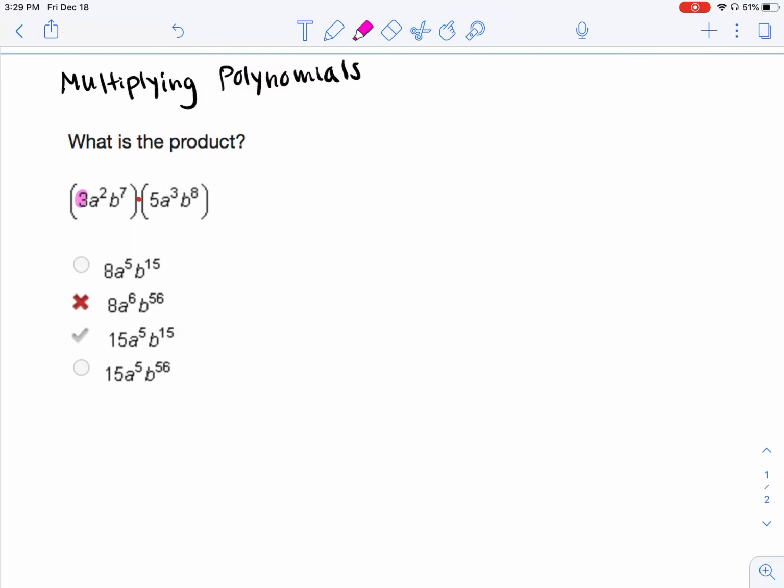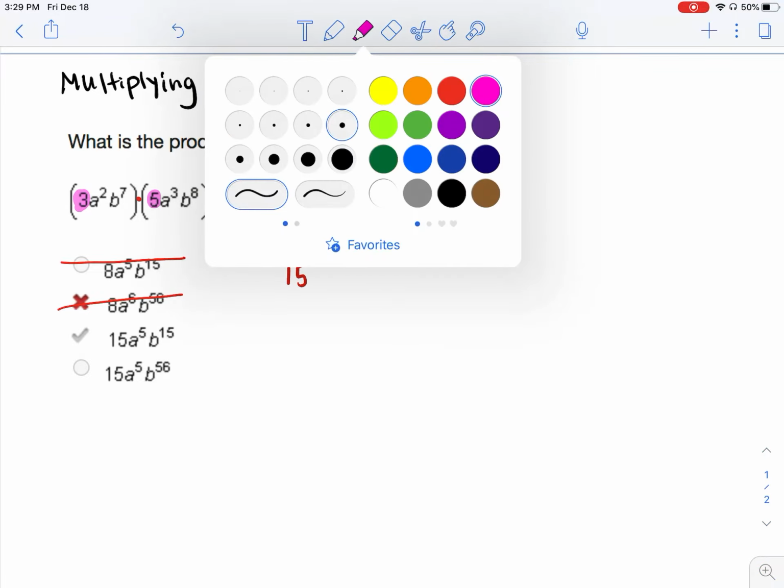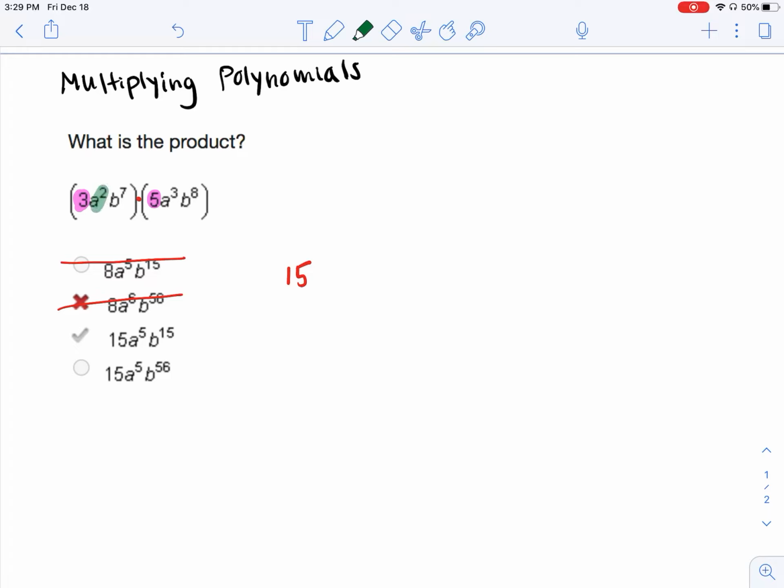So here we see 3 times 5, which is 15. Right off the bat, we could eliminate this choice and get rid of that choice. So let's use red. Right, so we have 15 right there. And then we're just going to move on over, and you see it's a squared times a to the power of 3.